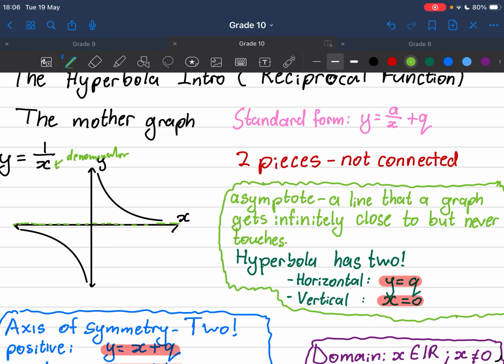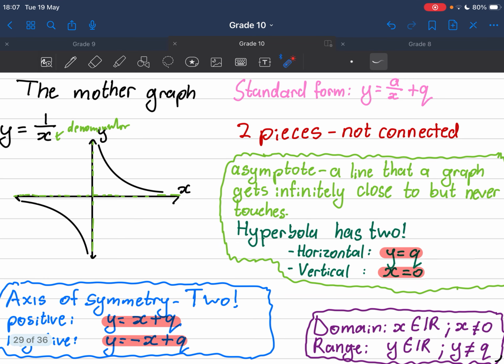The other asymptote we have is the vertical asymptote, which lies straight here down the y-axis. It's vertical because this is a vertical line, and its equation for grade 10 purposes is x is equal to 0. This graph gets infinitely close to the y-axis here and the x-axis there. This one gets infinitely close to the y-axis here and to the x-axis there. So if they ask you for the horizontal asymptote, this is your answer. You just submit this in with your q value, and for the vertical asymptote, this is your answer.